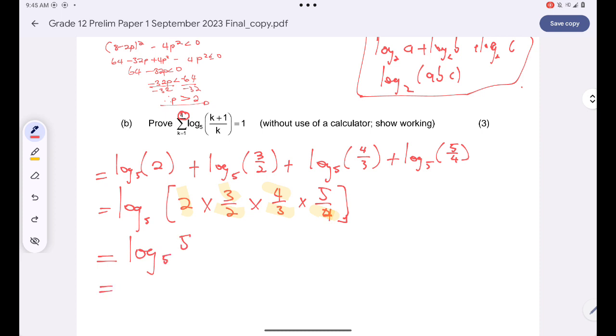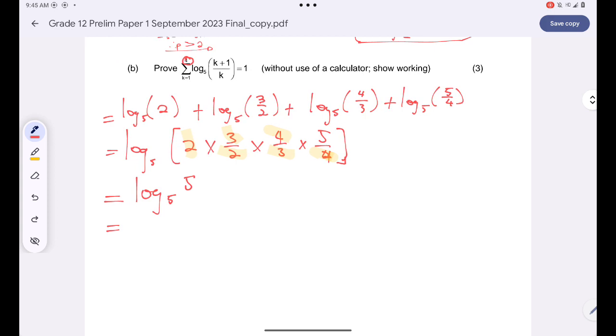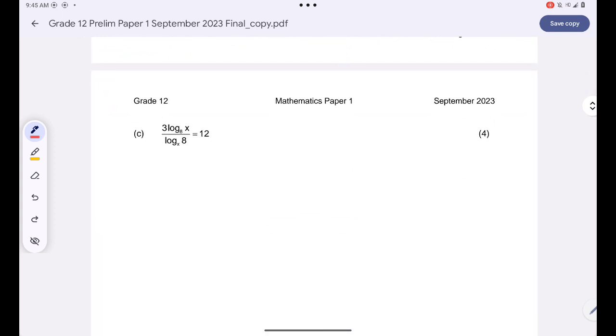Are you together, guys? If I have log of 5 base 5, this can be rewritten as the log of 5 divided by the log of 5, and hence the answer is just equal to 1. That's how, guys, we're supposed to show without using a calculator.